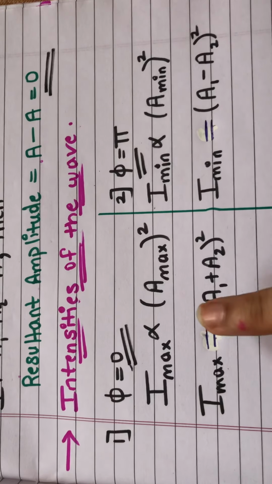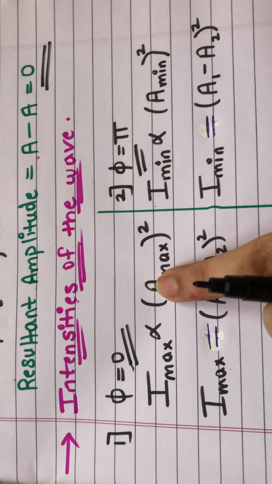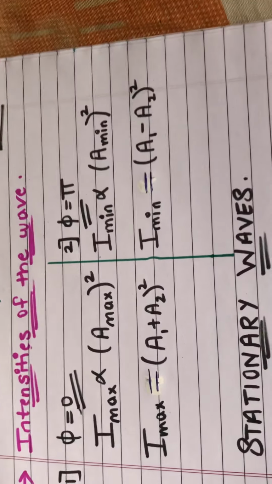How to read it, that also I am explaining to you all. Maximum intensity is directly proportional to the square of maximum. A is what? Resultant amplitude. So the square of the maximum resultant amplitude. Just this much. Thank you.